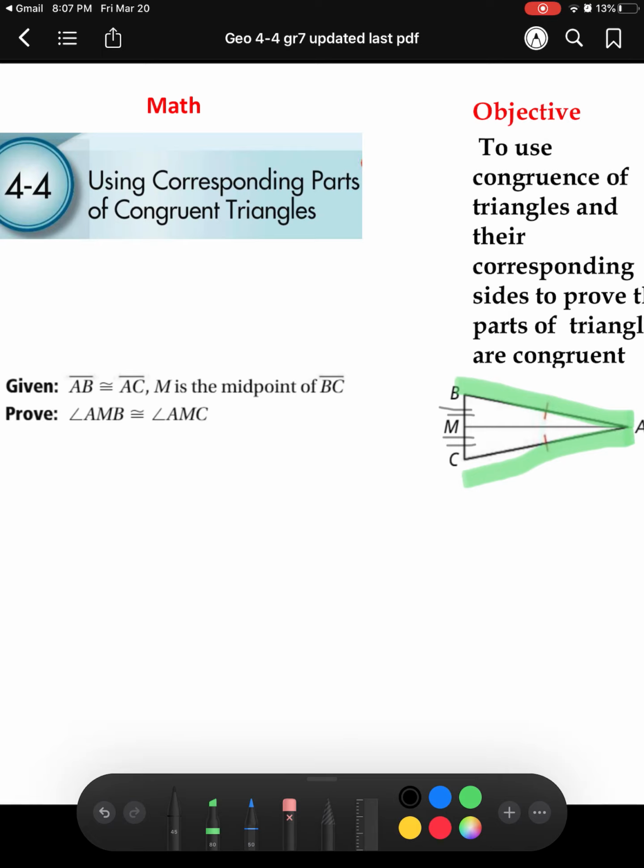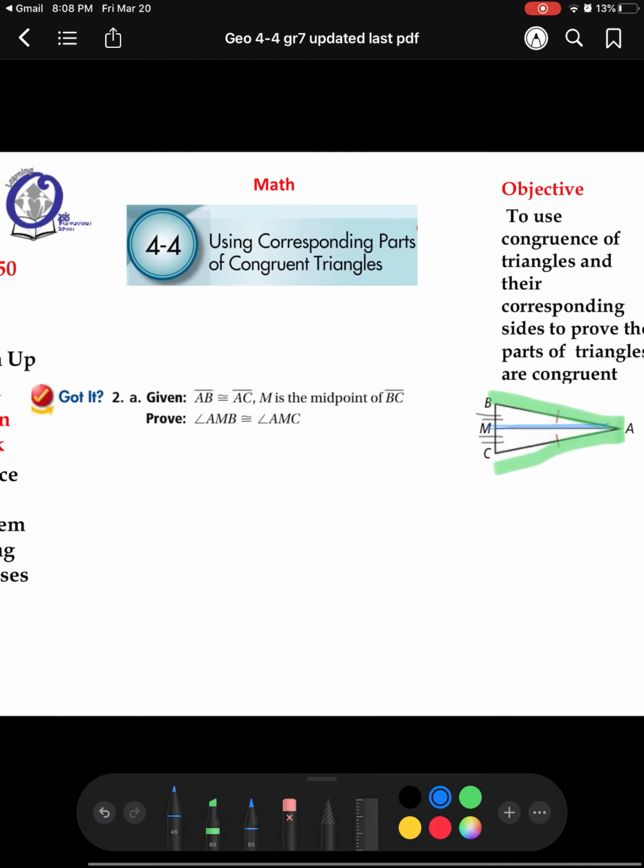What else? So I have 2 sides. Did he mention any angles? No, he didn't mention any angle. Did he mention any other side? No, but I have the common side in here. So which postulate would I be able to use? Think with me. Yes, it is side, side, side.